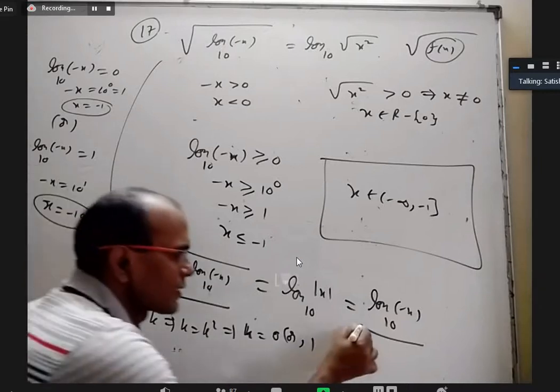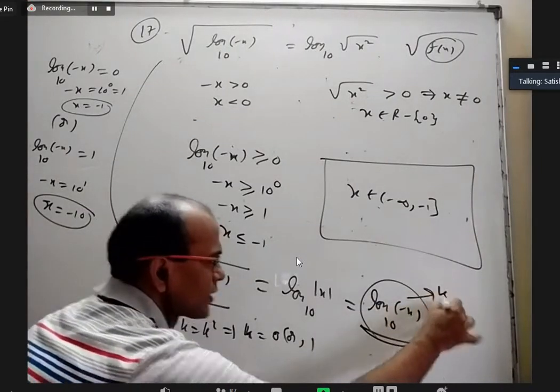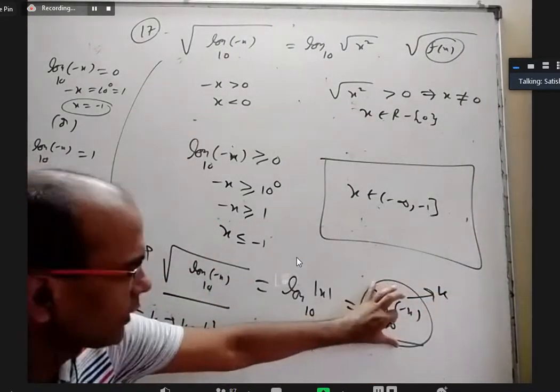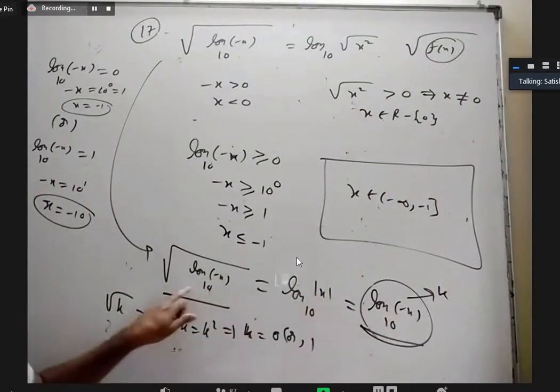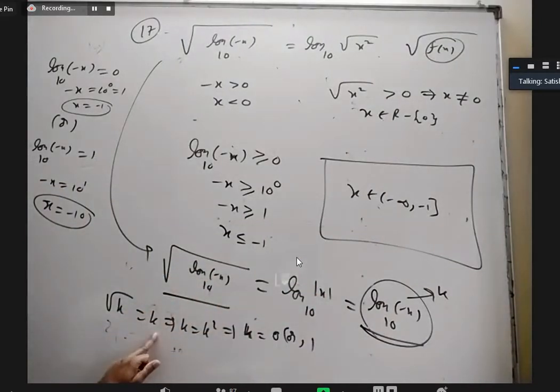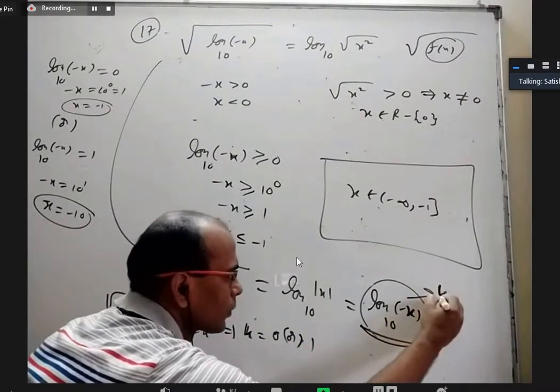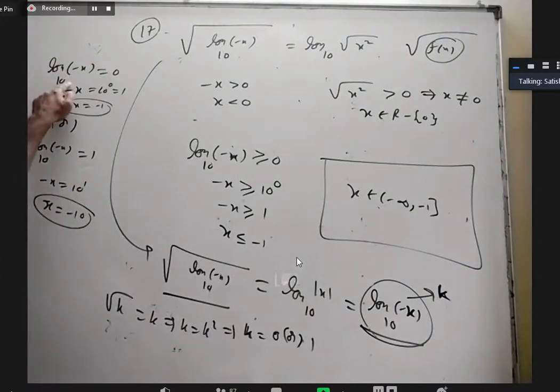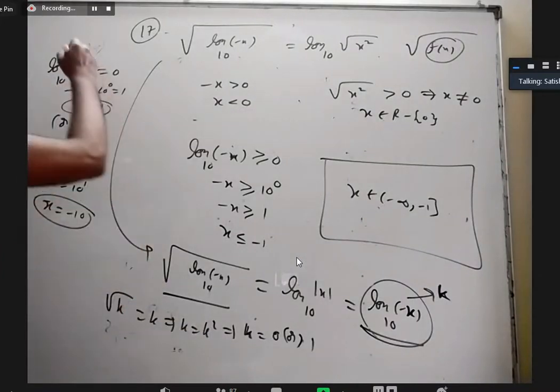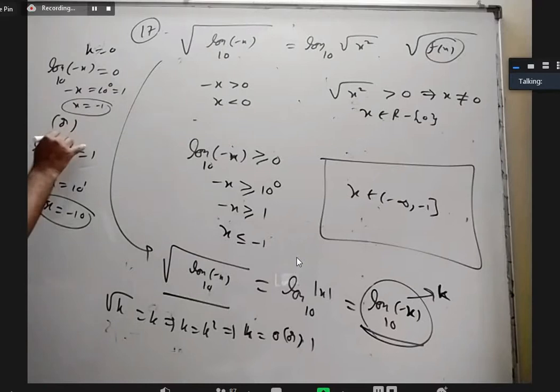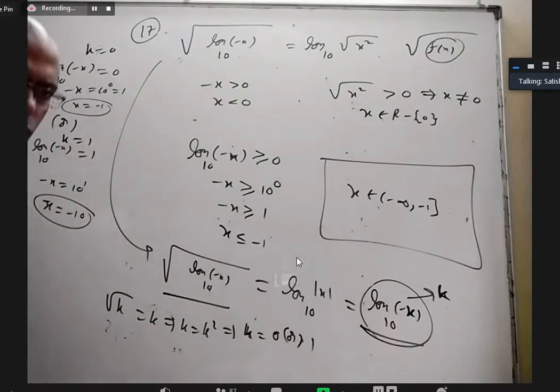Yes. I took this as k. If this whole thing is k, this is root k, because this and this are the same expression. So root k equal to k means k equal to k square after squaring it. This is a quadratic equation. When I solve, I'll get k equal to 0 or 1. And what is the k? Log minus x base 10 is my k. So k equal to 0 means this, and k equal to 1 means this one. Is it okay now? Yes, sir.